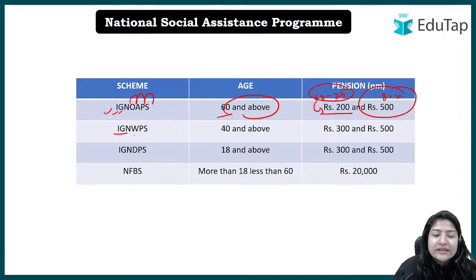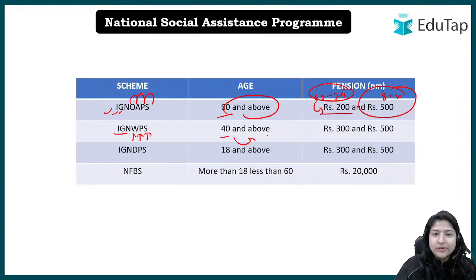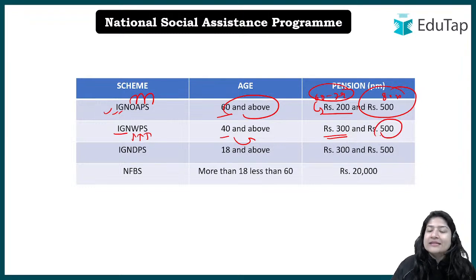Then for the Indira Gandhi National Widow Pension Scheme, how much was it? First of all, for what age group was it? It was for 40 years and above, right? And the pension was how much? It was ₹300 in case of 40 to 79, and then 80 years and above ₹500 per month.